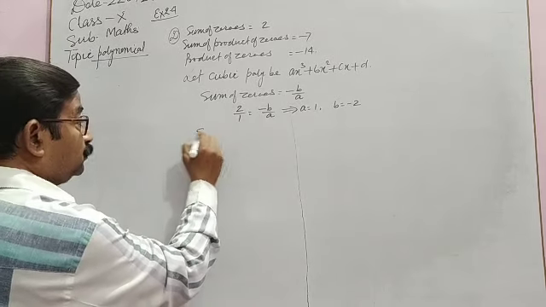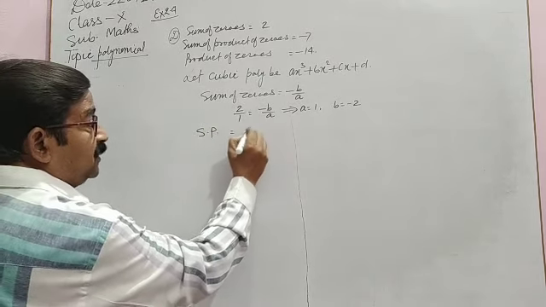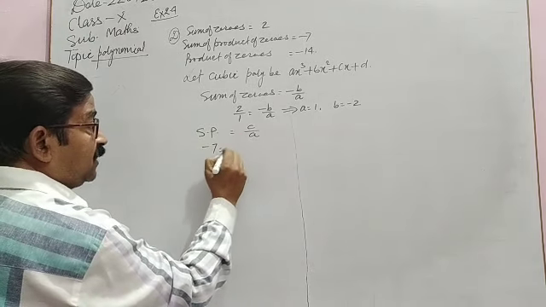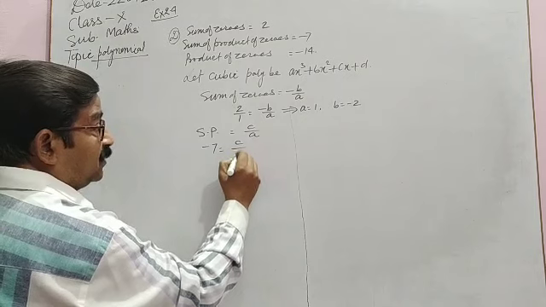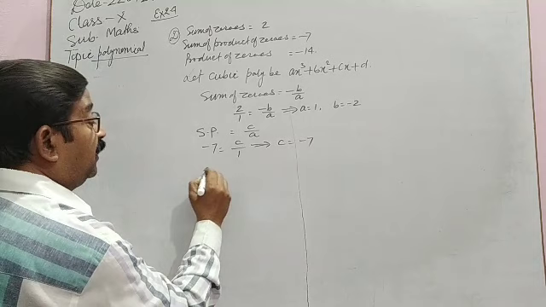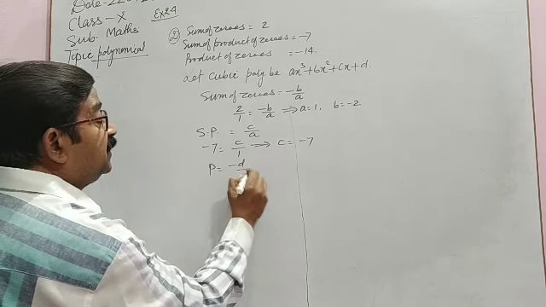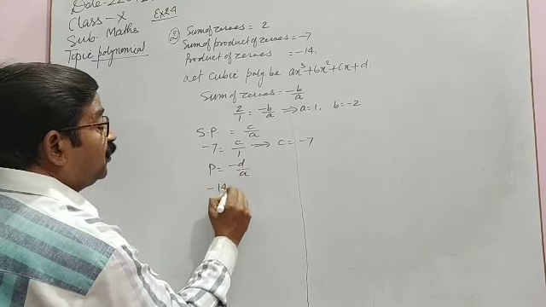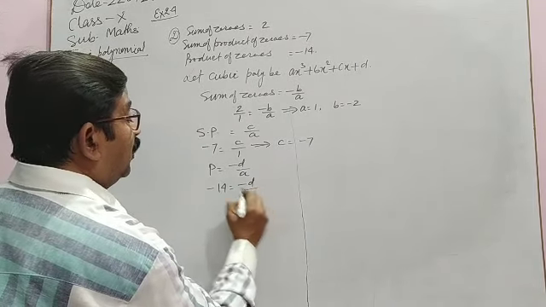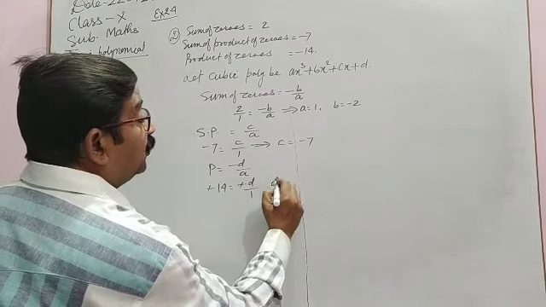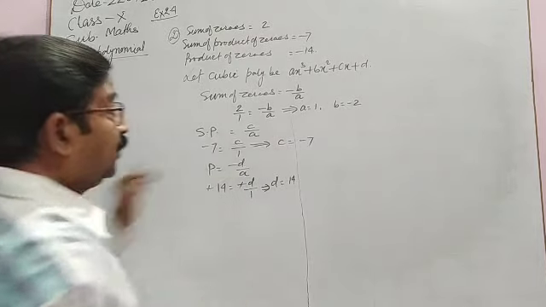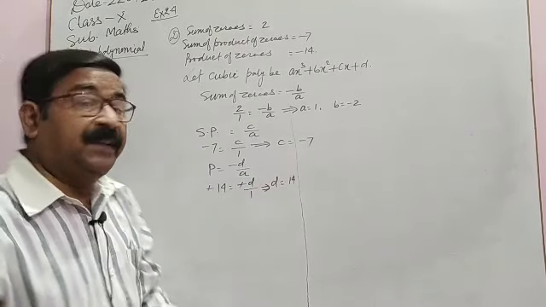Now the sum of products is c upon a, and this is given as minus 7, and a is 1. So we have got c is equal to minus 7. The product is minus d upon a. Minus 14 is equal to minus d upon 1. So minus minus will go, and d is equal to 14. So we have got a, b, c and d.